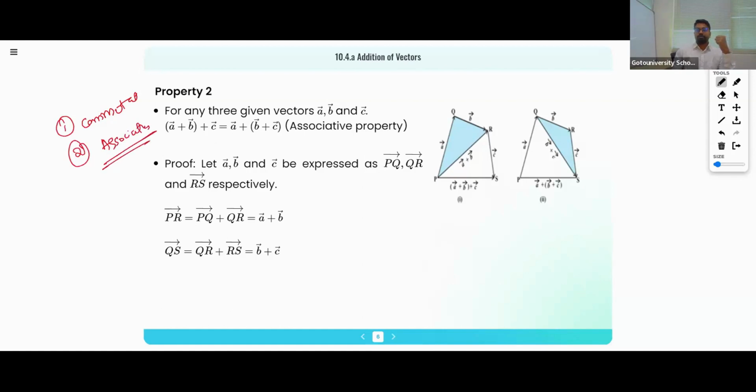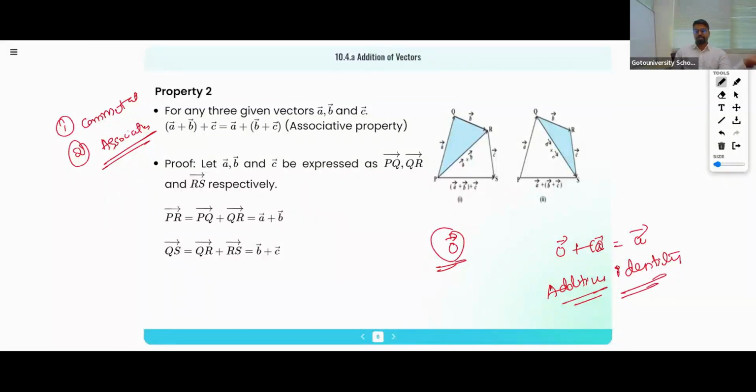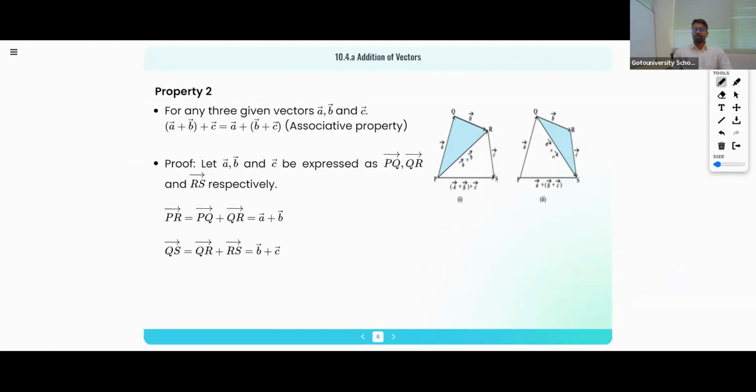And remember, a zero vector is a vector which doesn't have any magnitude. So when you add a zero vector to any vector, you get the same vector. So what is the zero vector called? The additive identity of vector addition. It is an additive identity for vectors. If you want to add something and the vector should not change, that is nothing but the zero vector. Remember that? Yes.